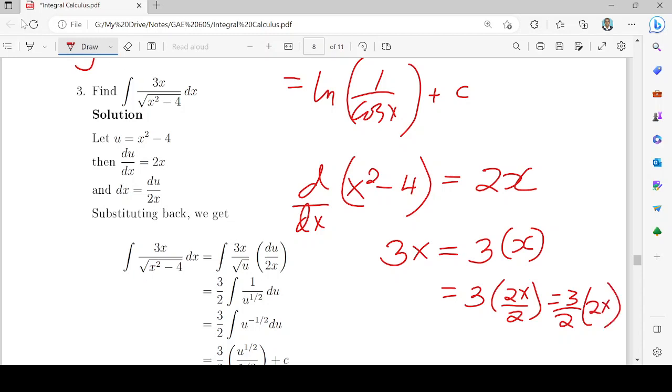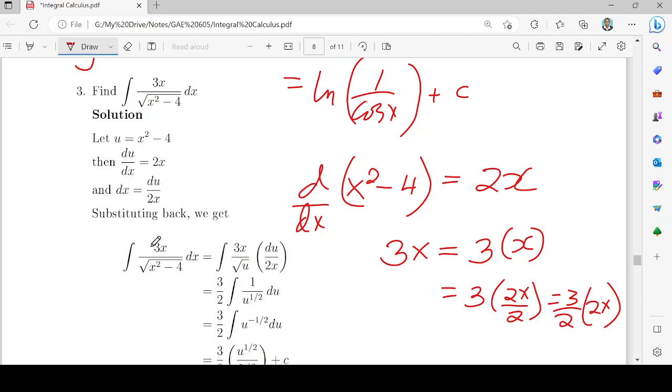In this case, although we have 3x here, we can see that this 3x can be expressed as a scalar multiple of 2x, which is the derivative of the function appearing under the square root sign. So in this case, it is possible to apply this method, the algebraic substitution, in solving this. So we set u to be x squared minus 4, and du dx is 2x. Then dx becomes du divided by 2x.